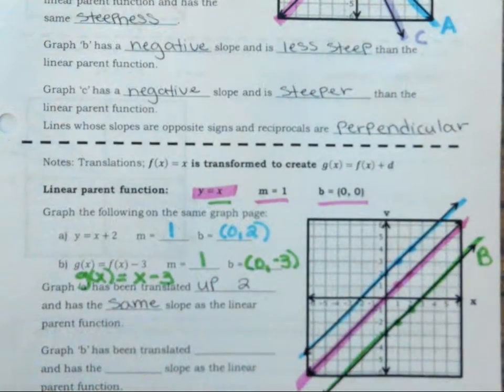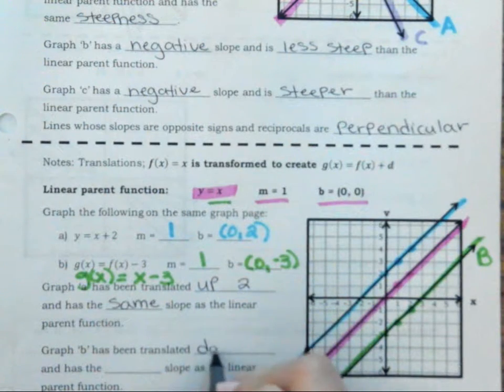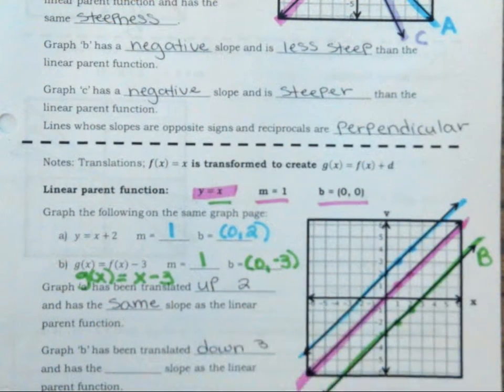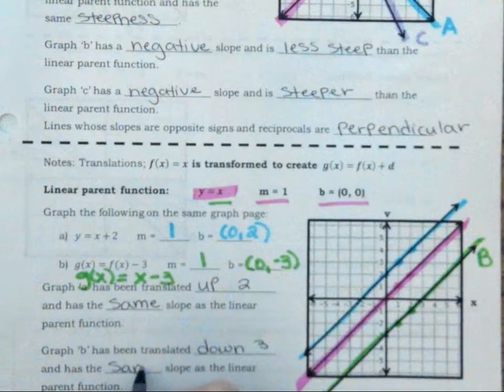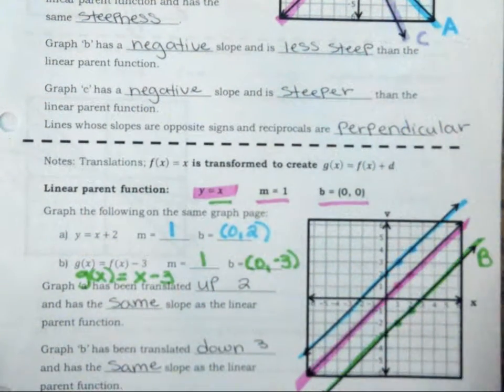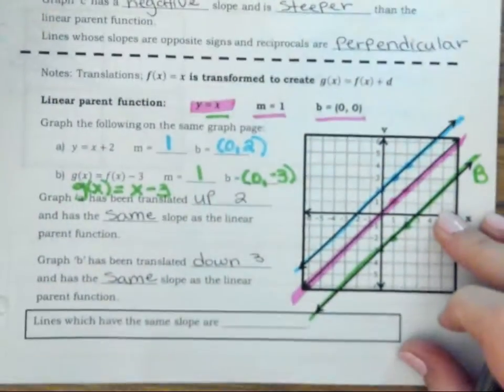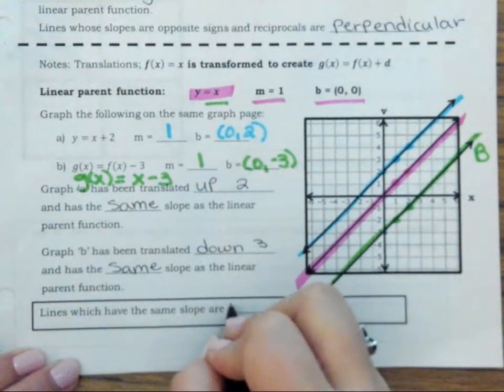So now, what's happened with graph B that's different from our linear parent function? It has gone down 3, and it still has the same slope as our linear parent function. So now lines that have the same slope are called parallel.